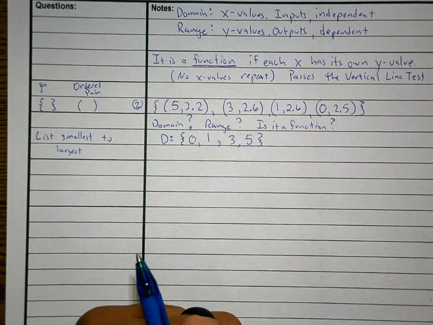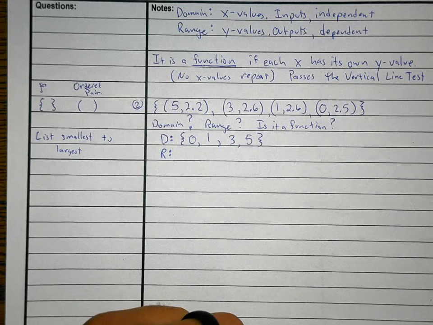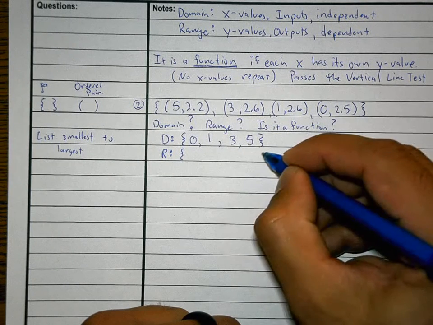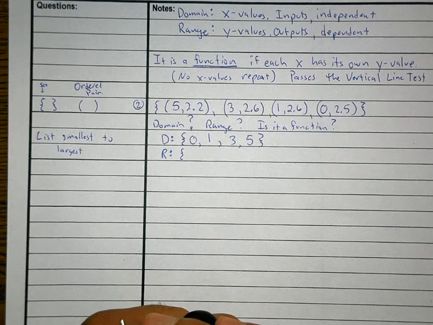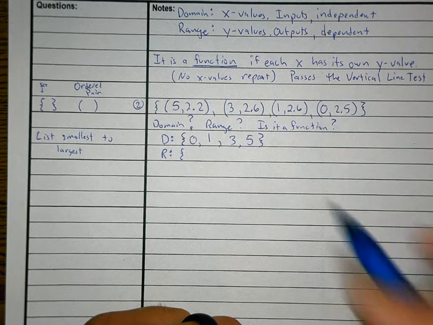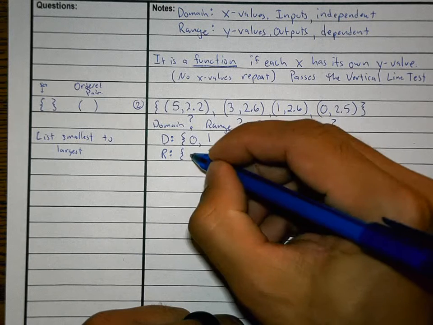Second question, what's the range? Capital R. Put a little colon. Solution set. What is your smallest range? I'm not asking what the smallest one was for your domain. I want to know what the smallest range was. What is the smallest one? 2.2.